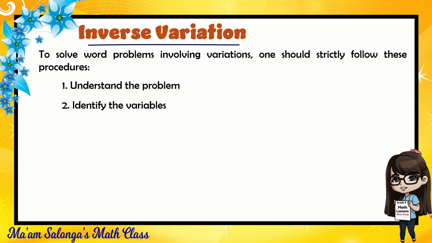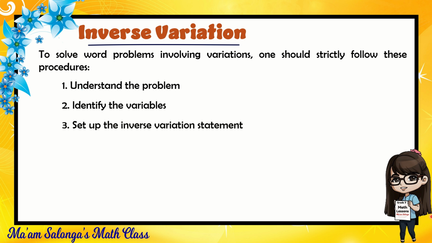Number 2, identify the variables. Assign variable to the quantities involved. The assigned variable follows the first letter of the quantities except for k, it is a variable used for constant. Create a table to place the quantities. This will help you determine what needs to be found.